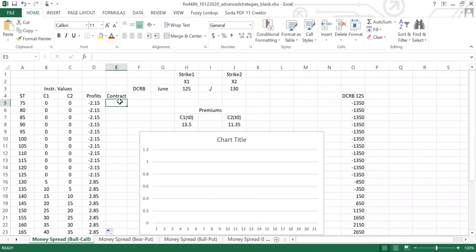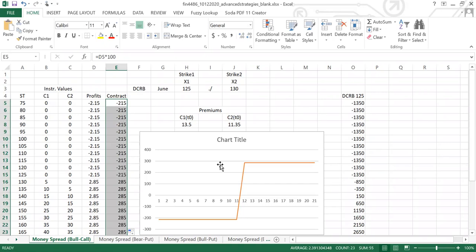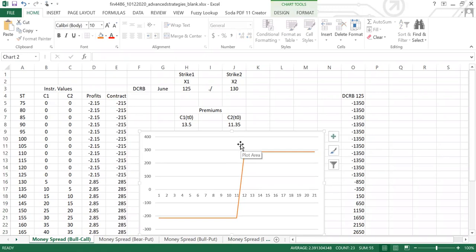Then we need to make a final adjustment because you cannot invest in single options. If you want to buy an option, you have to buy a contract which holds 100 options. So we just multiply this by 100. This is a very simple thing. And we will see here in this chart that this is exactly how our profits will look for each possible value of the stock.